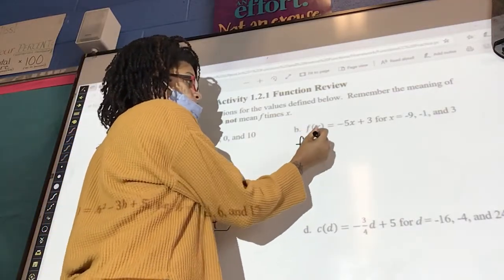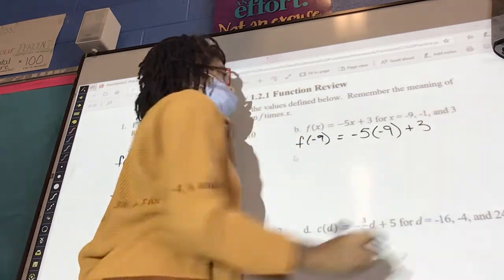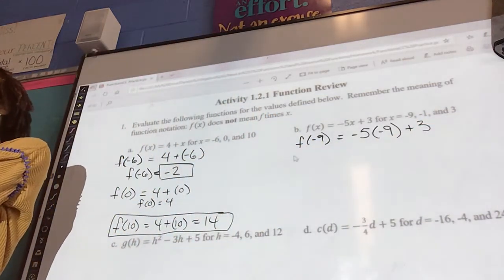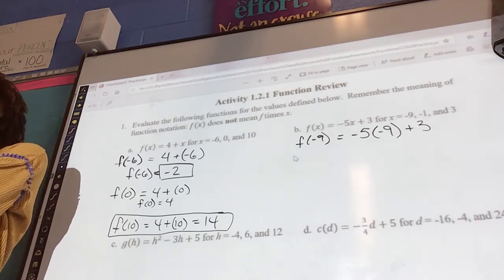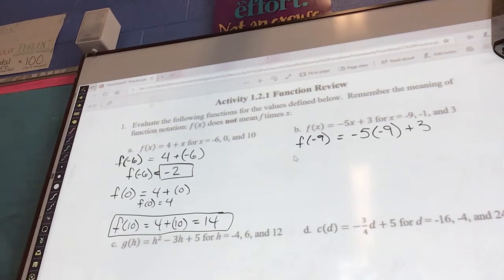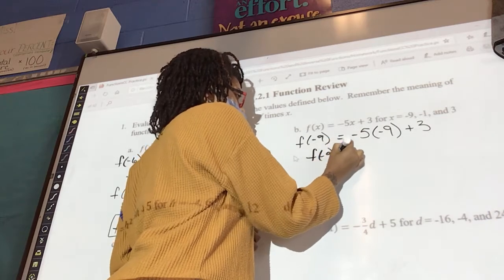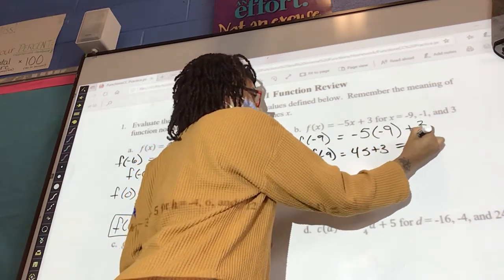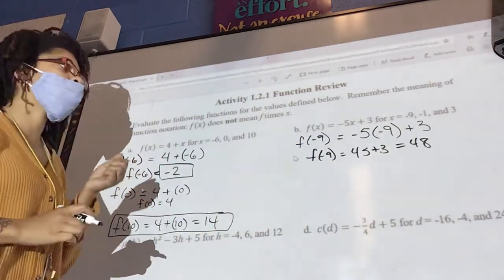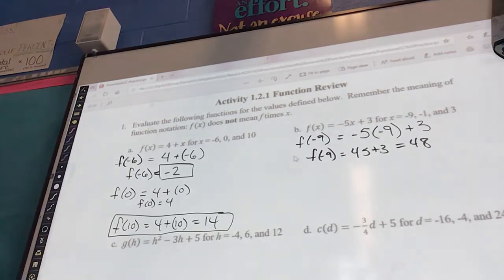For a problem like B, there are multiple steps. So what would I do here? What would I do for this problem? So what do you do? You multiply -5 and -9. Yep, multiply -5 and -9. +45, and then my function is 48, okay? So there's multiple steps. Questions on how evaluating works for these two problems? Hopefully it's starting to ring a bell and make more sense.